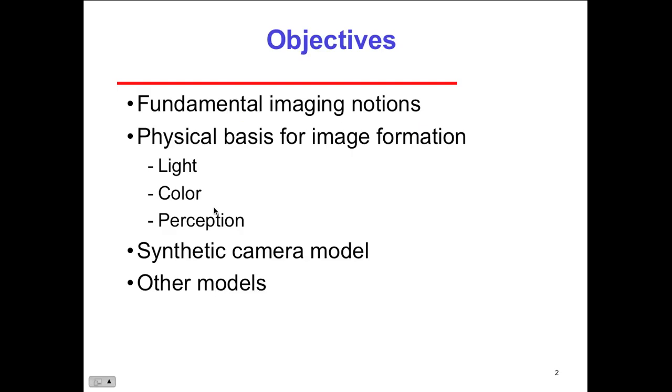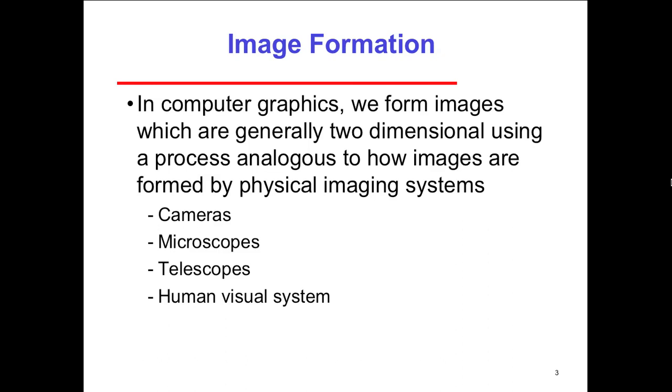So let's switch gears and talk about image formation today. How's that? It's an underlying concept that makes sense in terms of what we're trying to accomplish in this course. The objective here is to look at the fundamental image notions, the parts of the graphics that we're actually programming in OpenGL, some physical basis for image formation, color, light, perception, these concepts, and then the synthetic camera model, and some other models to compare that to. So, image formation.